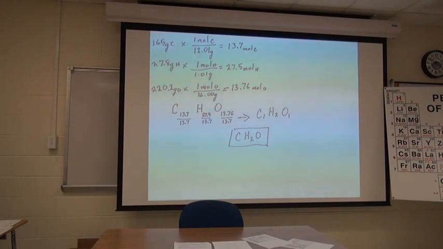Is it fine if I put 13.74 for moles with carbon? Yeah, that's fine. Okay. It's multiple choice, so you're going to pick the answer out of it.